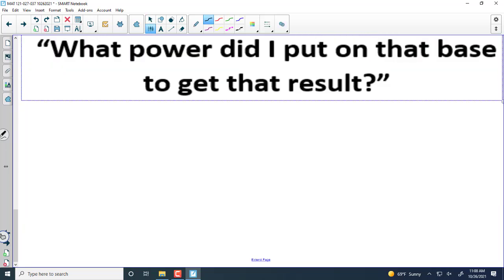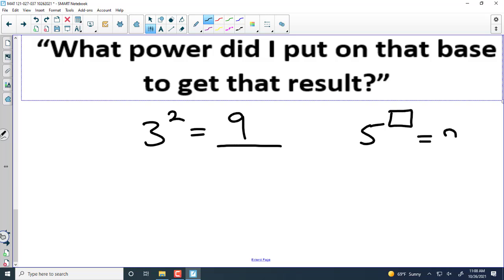You all know how to do this. What's 3 squared, everyone? 9. Now the question we're going to ask is this. What power did I put on that base to get that result? And the answer is 2.